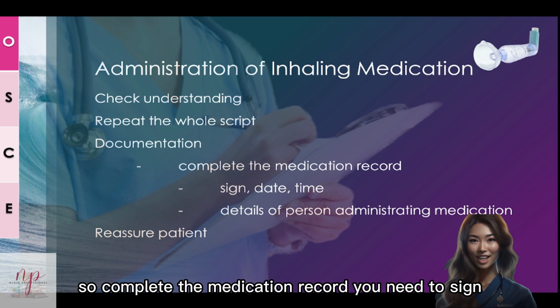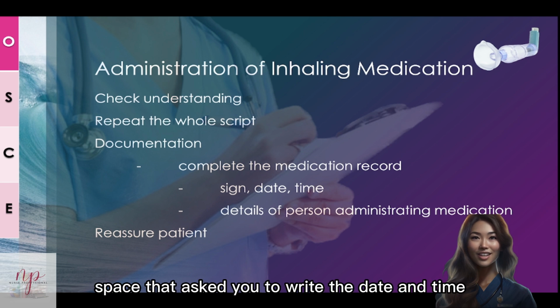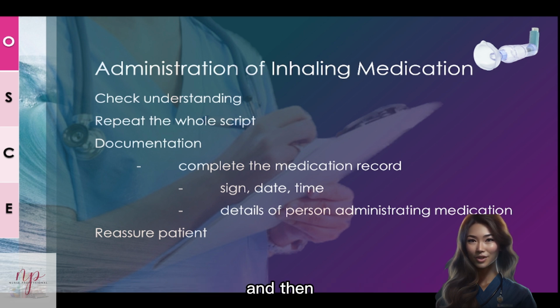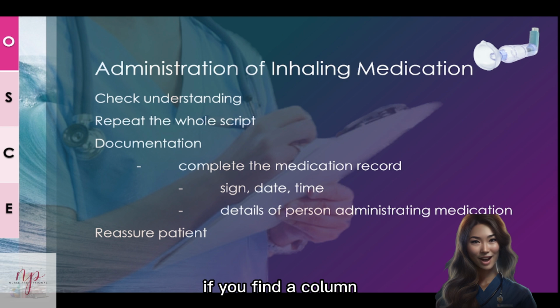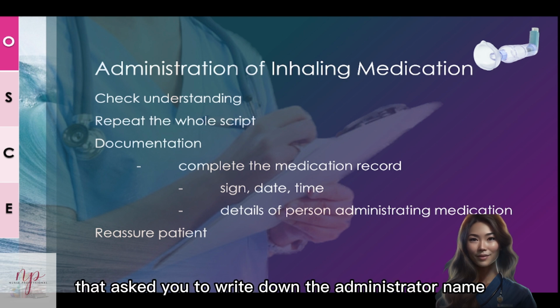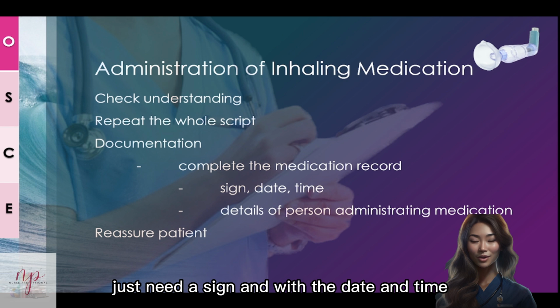So complete the medication record. You need to sign your initial, and if there is a space that asks you to write the date and time, please make sure you write it. And then for this one, details of person administering medication. If you find a column or a table that asks you to write down the administrator name, please write it down. But if not, it's just a single table, then it will be fine. Just need to sign with the date and time.